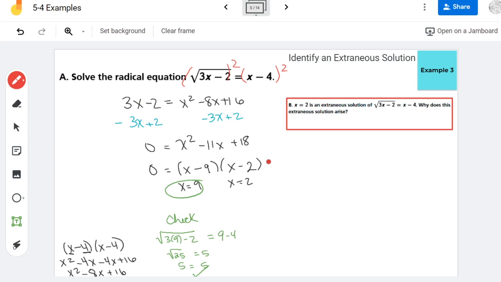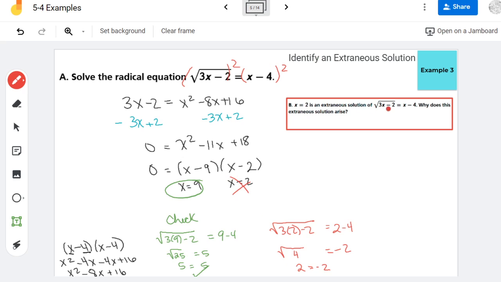And then we come on over, and now we're going to use our 2. So I could tell you just from looking at this, this won't work. Why? Because 2 minus 4 is negative 2, and you can't take a square root to get a negative number. But I'm going to keep checking myself just because I want to show you guys. So 3 times 2 is 6, minus 2 is 4, and the square root of 4 is a positive 2. And 2 doesn't equal negative 2, so that is extraneous.